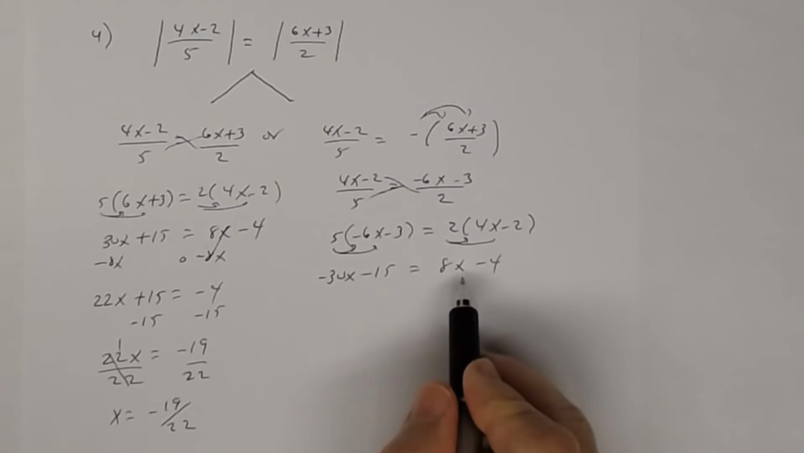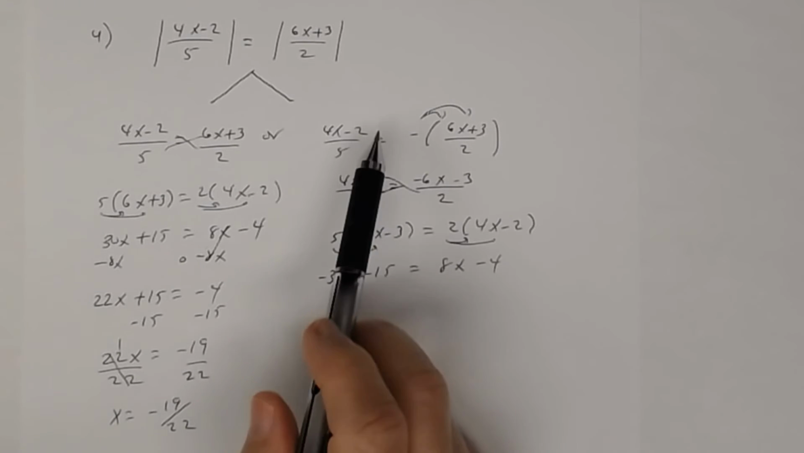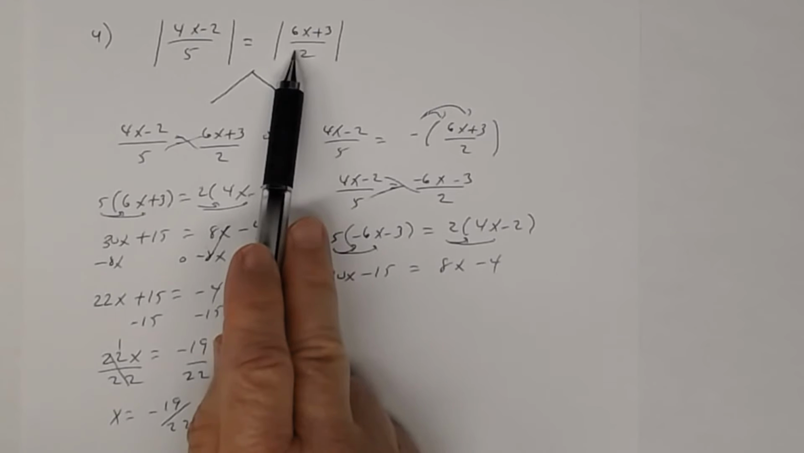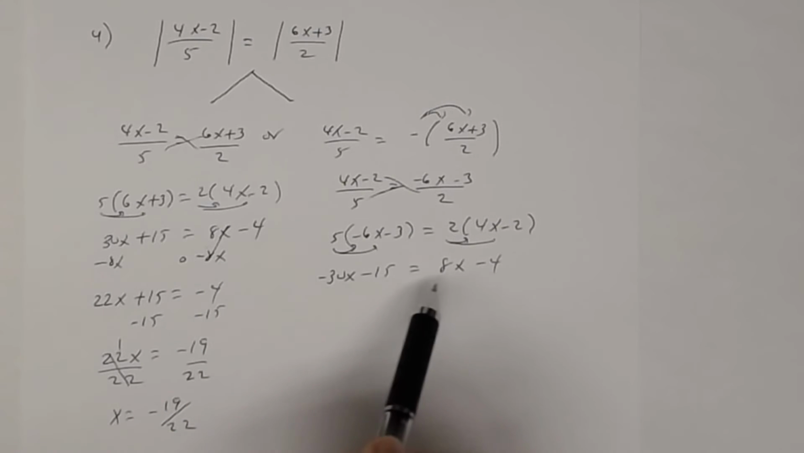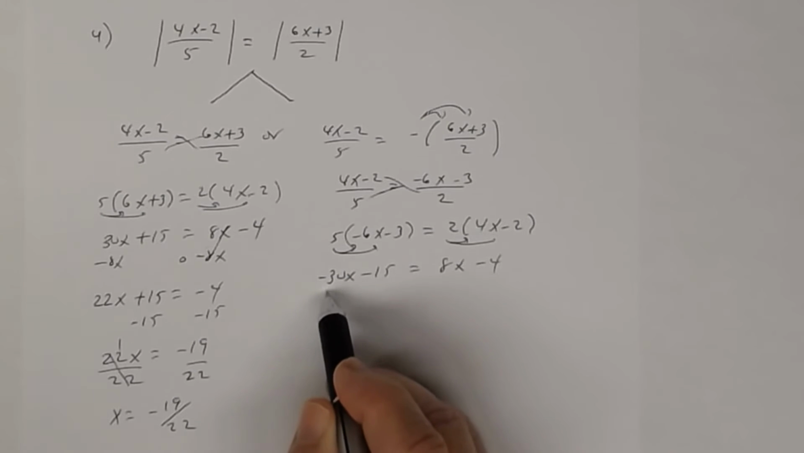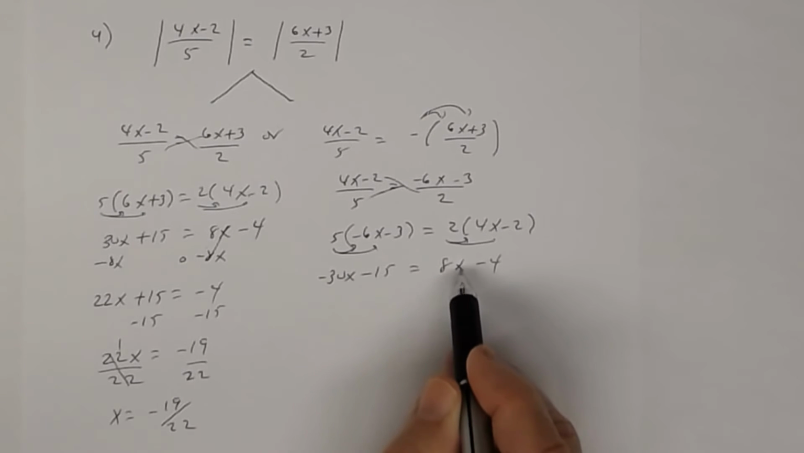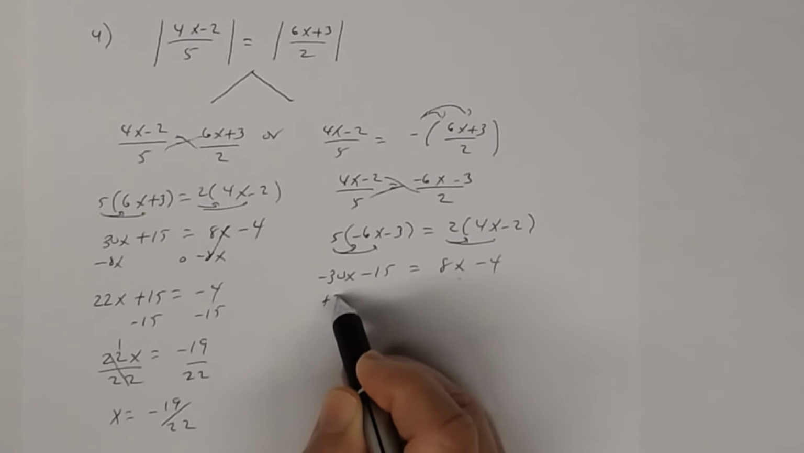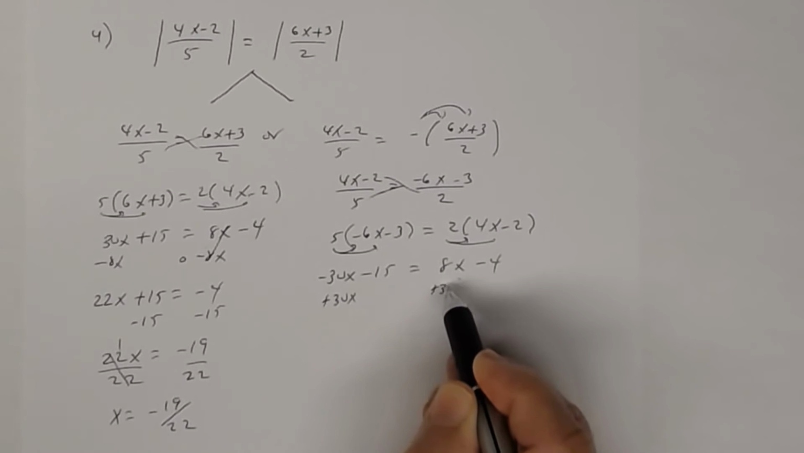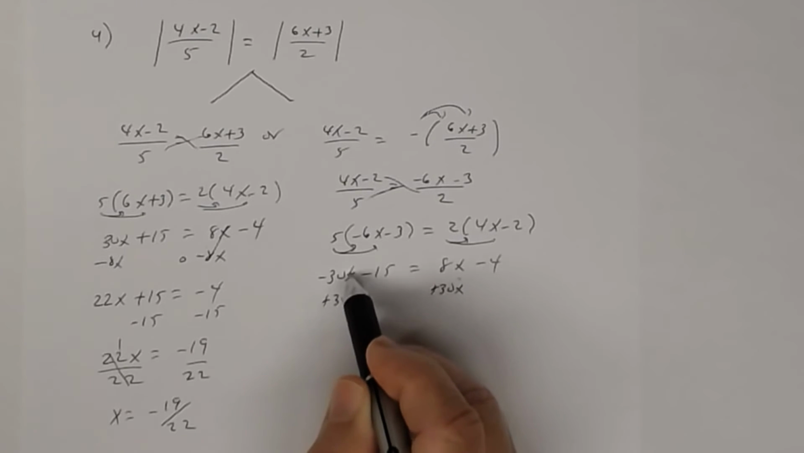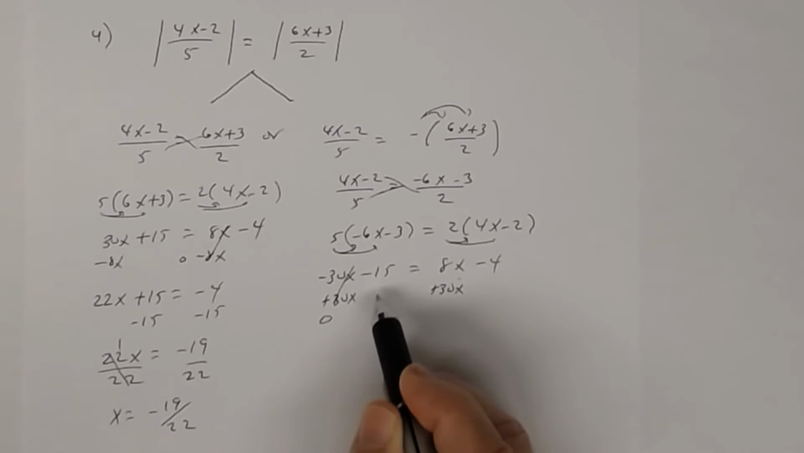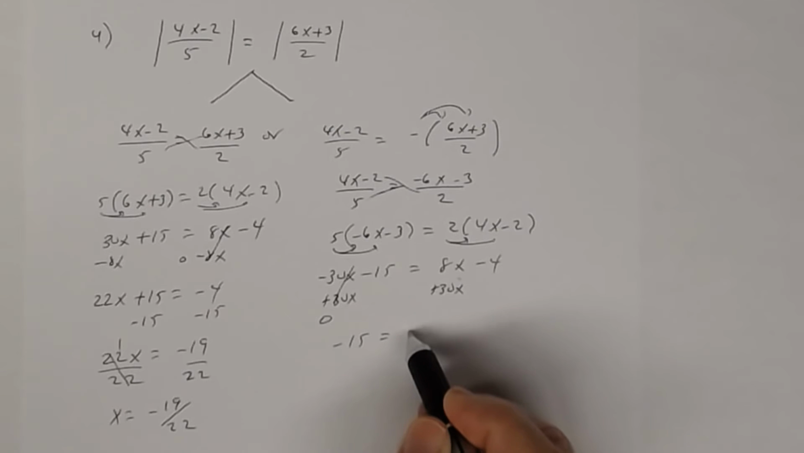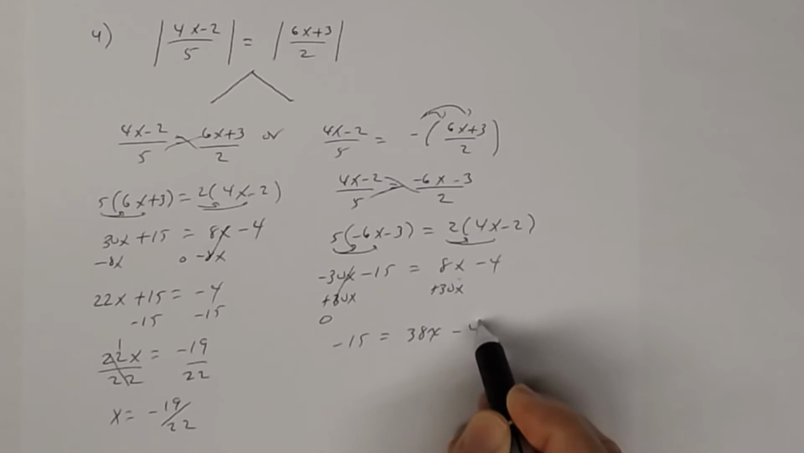I'm going to go ahead and bring the variables. Notice I went from an absolute value equation to, in this case, 2 linear equations, right? So I'm going to go ahead and bring the variables to the right-hand side, so that way the coefficient of x will be positive. So I'm going to add 30x to both sides, just like this. 30x and a negative 30x is 0. 0 and negative 15 is a negative 15 equals 8x and 30x is 38x minus 4.